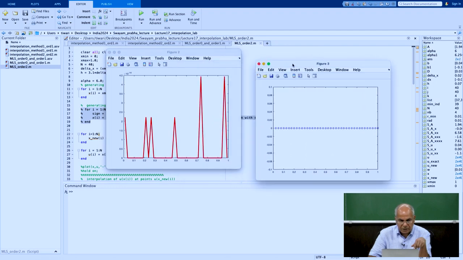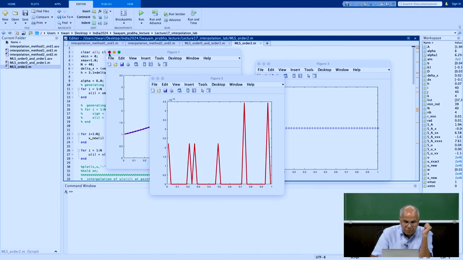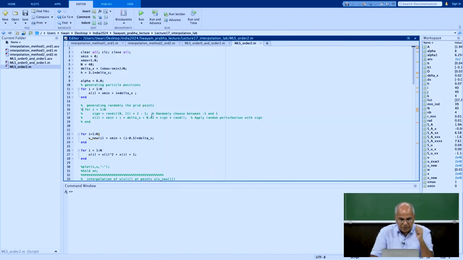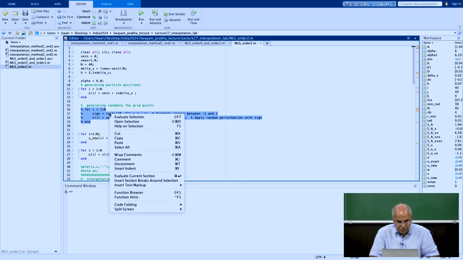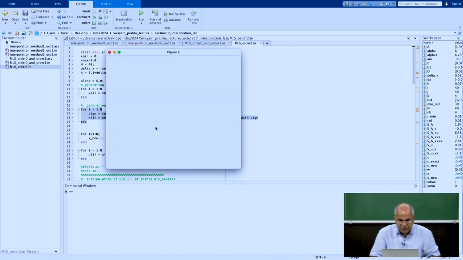So it's a regular grid, and the error is 4.5 times 10 to the power minus 16. It is a little bit better, but you are at the order of minus 15, minus 16, so it is fine. So let us play with the irregular grid with more points. So play with the irregular grid here. This is with the 40 points again.